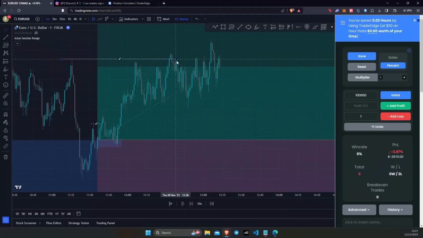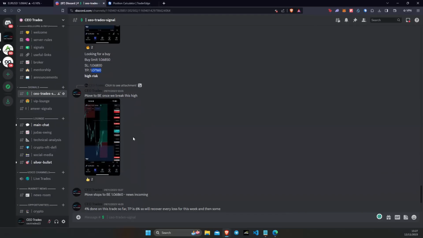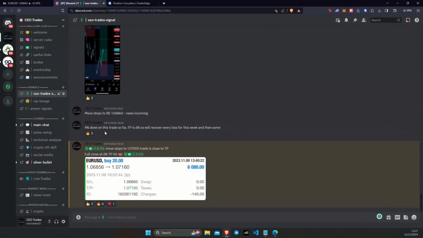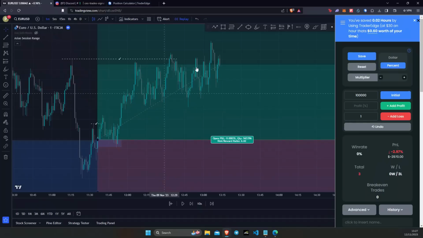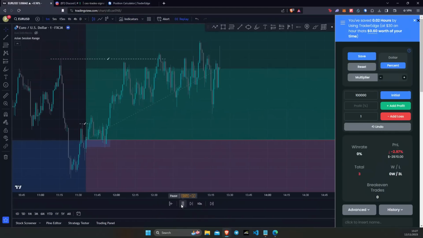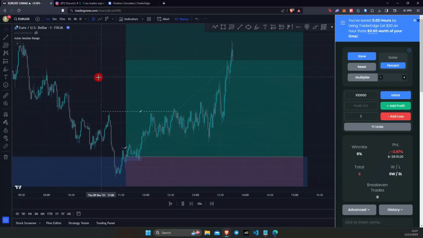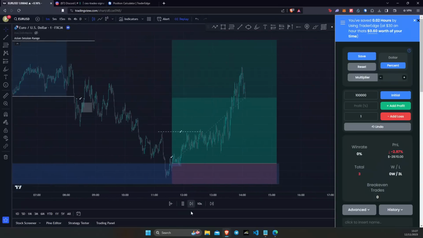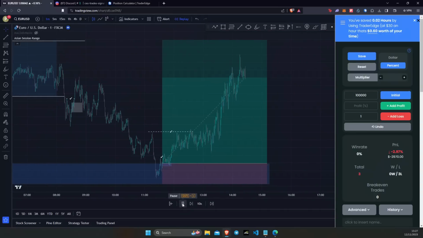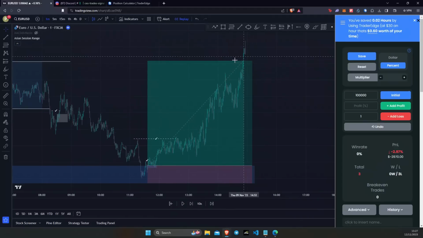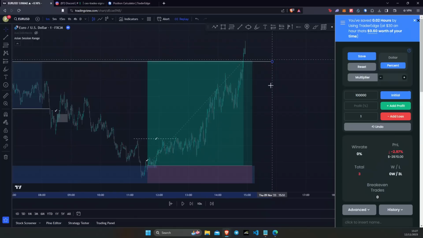So right here, I told everyone to go to break even once we break that high right there. I said, move to break even because we have news incoming. So at this point, everyone went break even. Luckily, price didn't take us out right there, but we held it and we held it and we held it, and we exercised our patience. And as you can see, price ended up going steadily to our target right here.